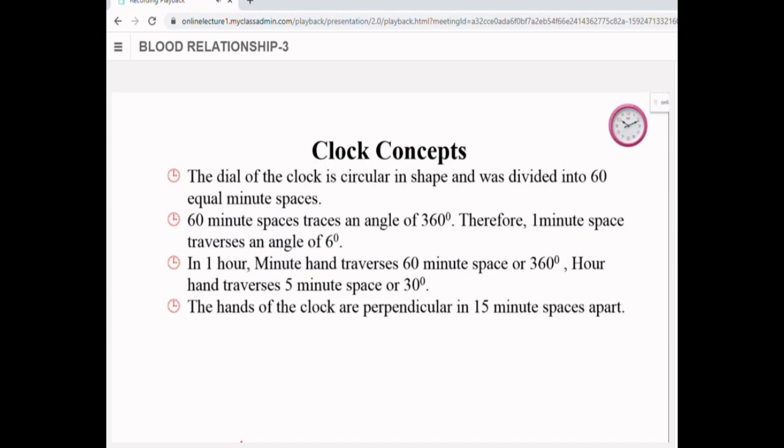Is the concept clear? Now think of 9:30. Will it be perpendicular? Sharp 9:30. Will it be perpendicular?